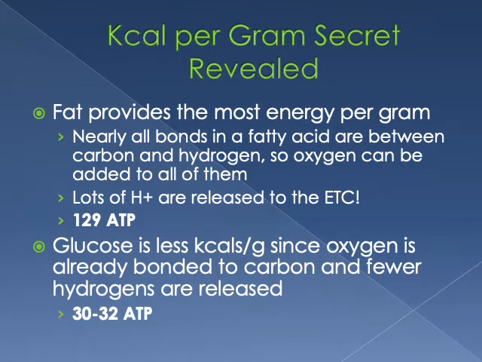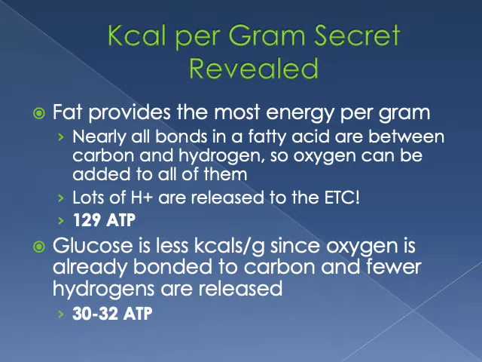This slide repeats what I mentioned earlier, that fat provides the most energy or ATP per gram. Nearly all the bonds in a fatty acid are between carbon and hydrogen, so oxygen can be added to all of them. And lots of hydrogen atoms or electrons are then released to the electron transport chain, yielding a lot of ATP. So 129 ATP can be formed from a 16-carbon fatty acid.